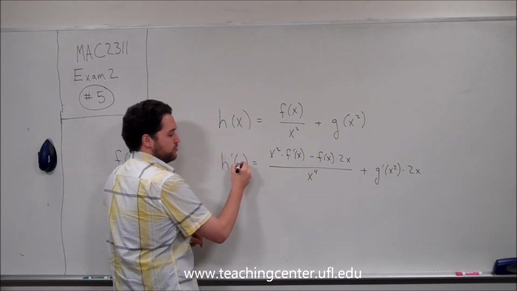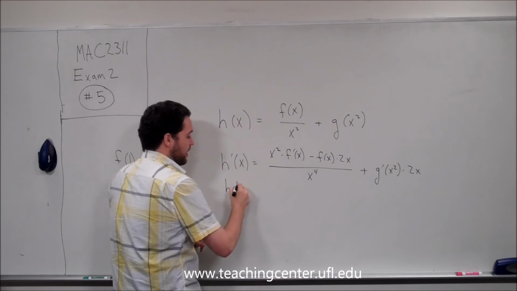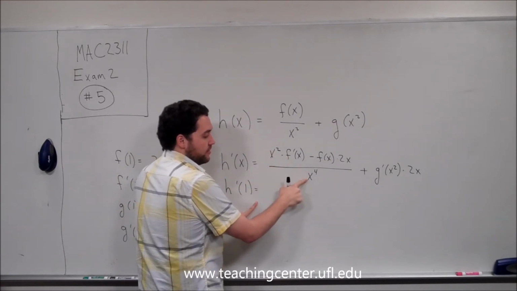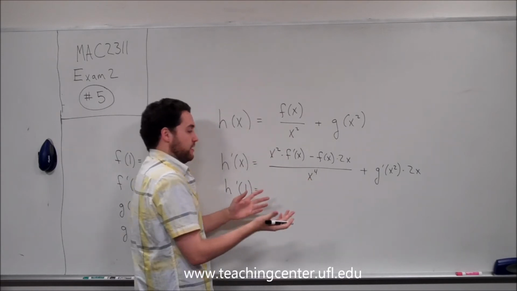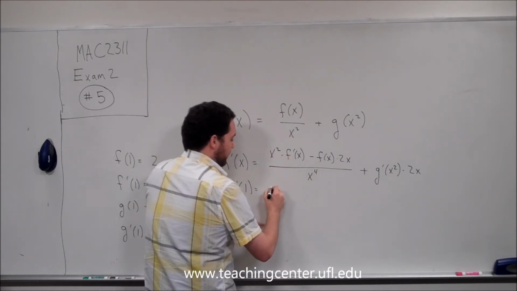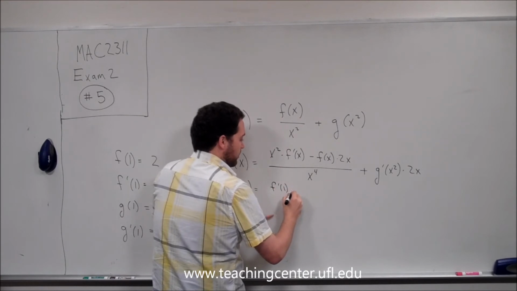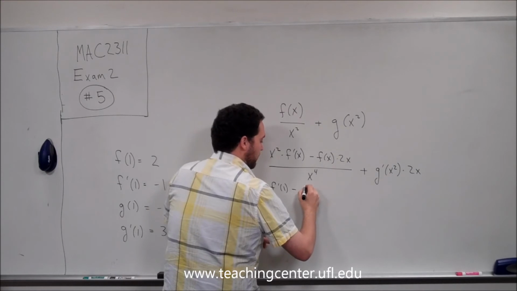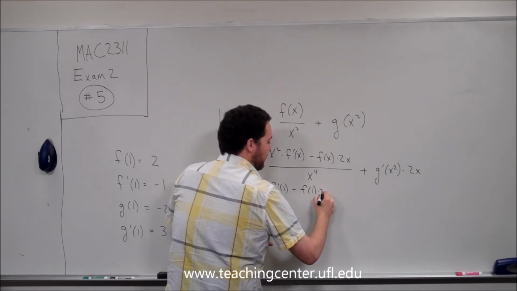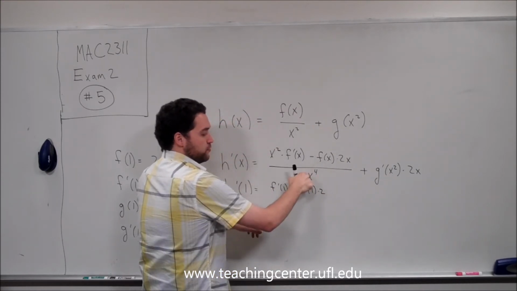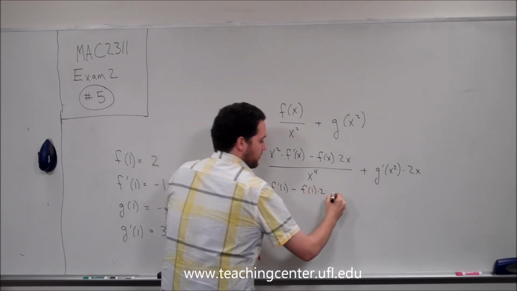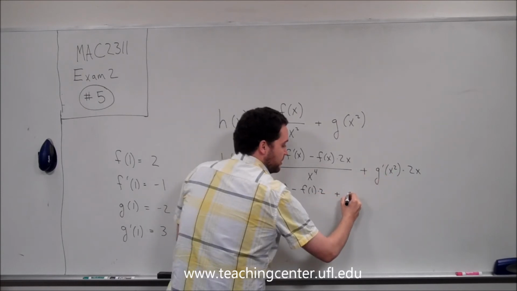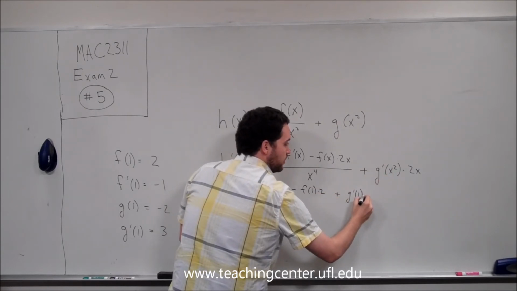So technically we could just write an x here. Then h prime of 1 would be, okay, where you see the x by itself, those are just going to go to 1, because 1 to anything is just 1. So this goes away, and you're just left with f prime of 1 minus, this will just be 2, and this is going to be f of 1. So this is f of 1 times 2, and that was all over just 1. So we can just leave it like this. Plus, and then over here you have, well, 1 squared is 1, so this is just going to be g prime of 1, and then times 2.